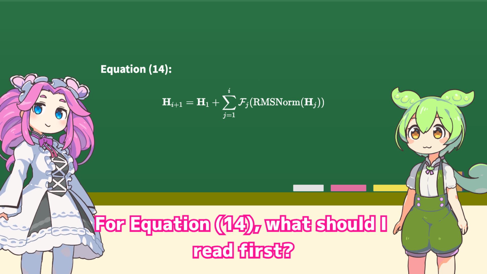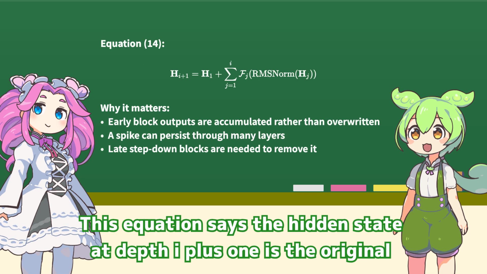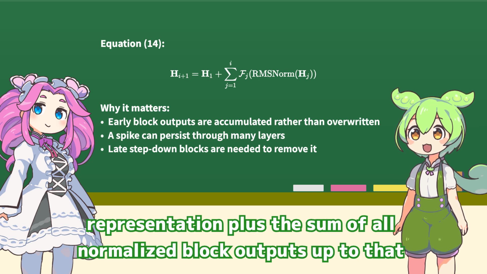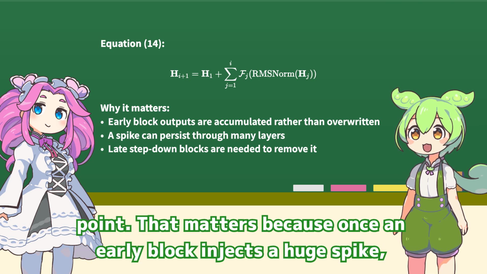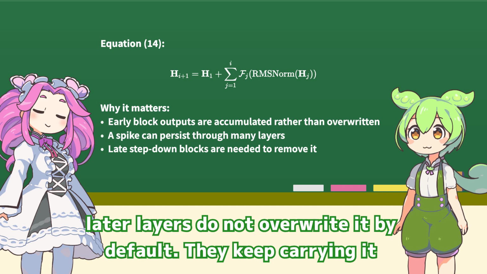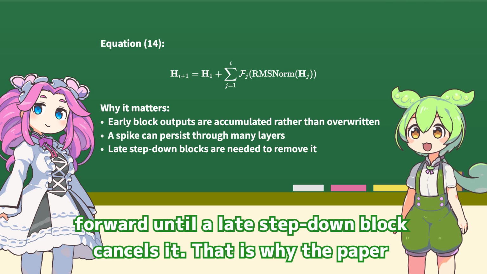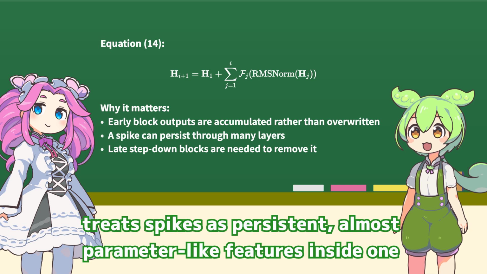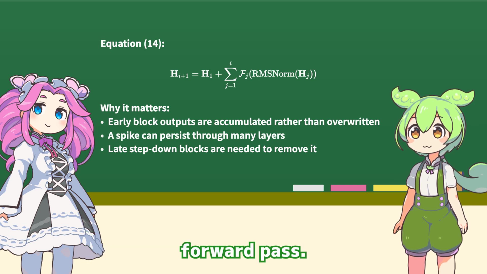For equation 14, what should I read first? This equation says the hidden state at depth l+1 is the original representation plus the sum of all normalized block outputs up to that point. That matters because once an early block injects a huge spike, later layers do not override it by default. They keep carrying it forward until a late step-down block cancels it. That is why the paper treats spikes as persistent, almost parameter-like features inside one forward pass.